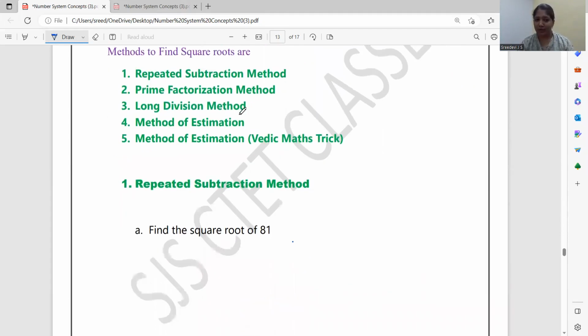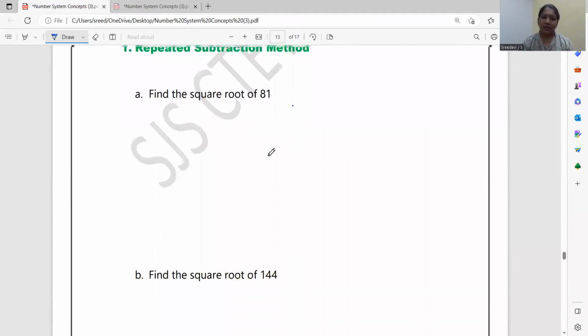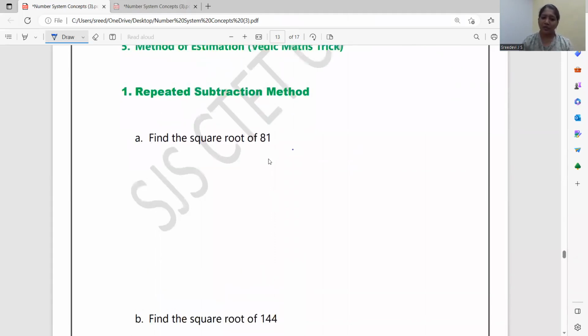There are a lot of methods which we are going to discuss. The first one is the repeated subtraction method. The repeated subtraction method is the application of subtraction of continuous consecutive odd numbers. See everyone, I'm going to subtract, for this question, to find the square root of 81. First odd number.